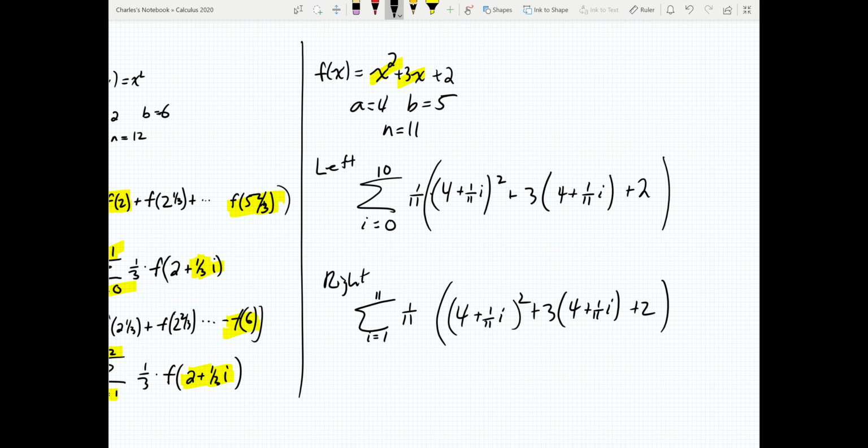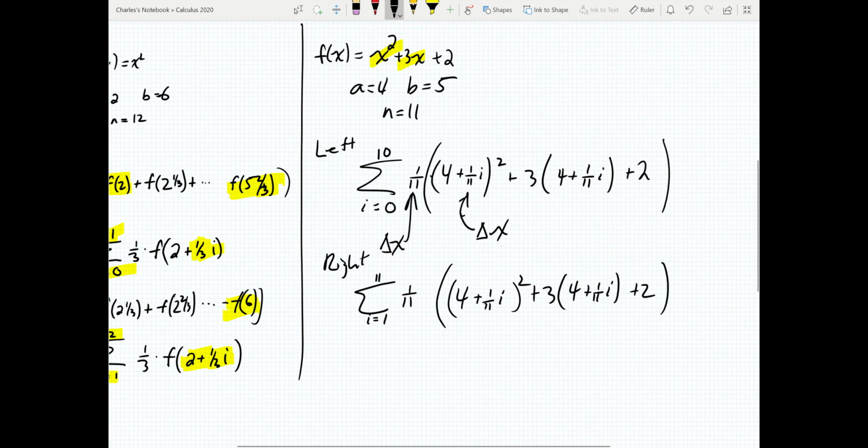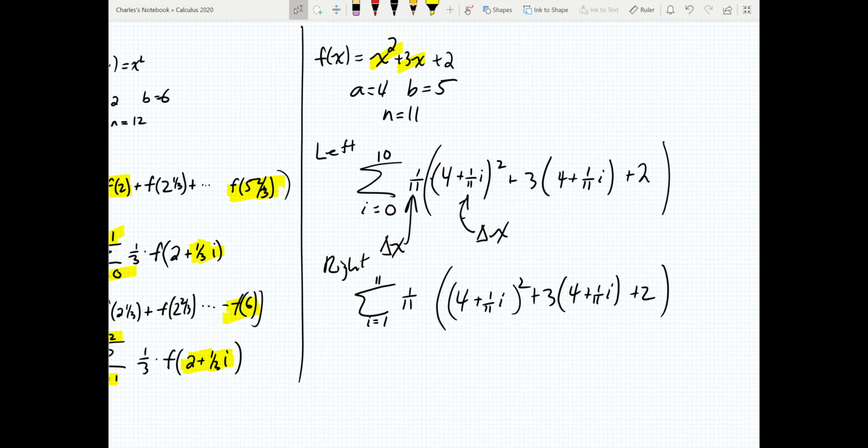And this 1 over 11 right here, I want to give this a name. I'm going to call it delta x. And you notice that it appears twice in this formula. So delta x is going to be the amount that x is changing. It's the amount x is going up by each time. And it also represents the width. Remember, we're calculating the area. For each one of those i's, we're calculating the area of a rectangle. And the height of the rectangle is what that function is giving you. The width is what delta x is going to give you.